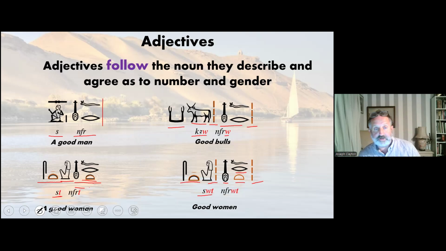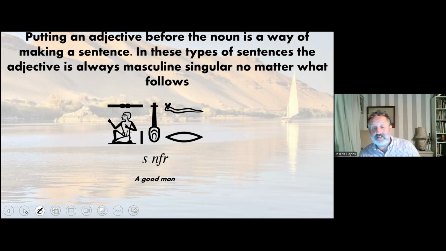Right, now, just remember that adjectives follow the noun they describe and agree in number and gender. Okay, because this is important for what we're going to do next, something new. Putting an adjective before the noun is a way of making a sentence. In these types of sentences, the adjective is always masculine singular no matter what follows. So if we look at this first, what we just had, we've got S, nefer. So man, good. A good man. Okay, that's not a sentence, is it? You can't just come up to somebody and go, a good man. Yeah? So that's not a sentence, that's part of something else.